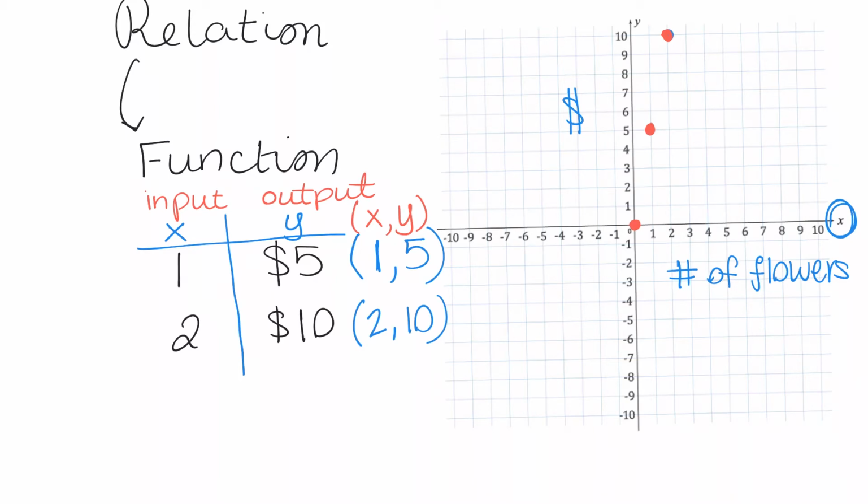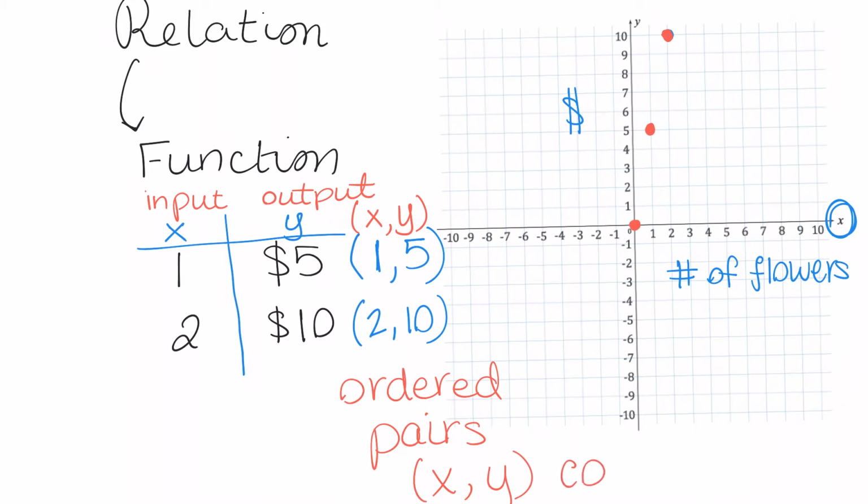So if we look at this, we've got a couple things happening here. These are ordered pairs right here. These coordinates are called ordered pairs. I'll write that down for you. Ordered pairs. And they are listed as x, comma, y, and we call them coordinates. They tell us where to go on the graph.